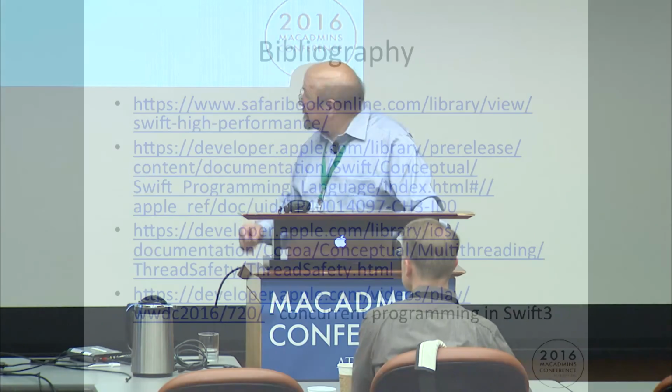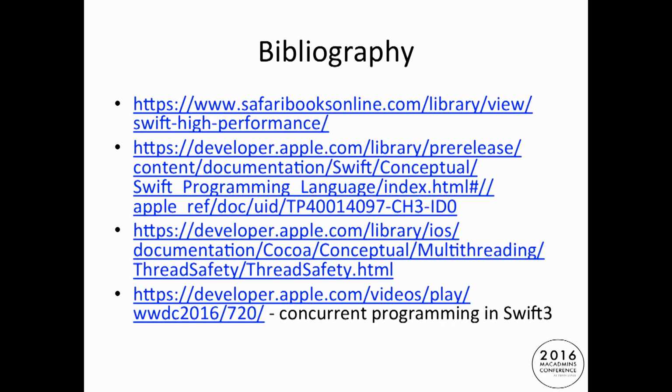Here's a bibliography. This is what I use besides the books I have in my office in terms of parallel computing. So we've got Safari Books Online. They've got one in there, Swift High Performance. It just came out the end of last year. So it's really useful. And I got some information from there. Luckily, I did not know about that book until 2 months ago, before I started writing my slides.